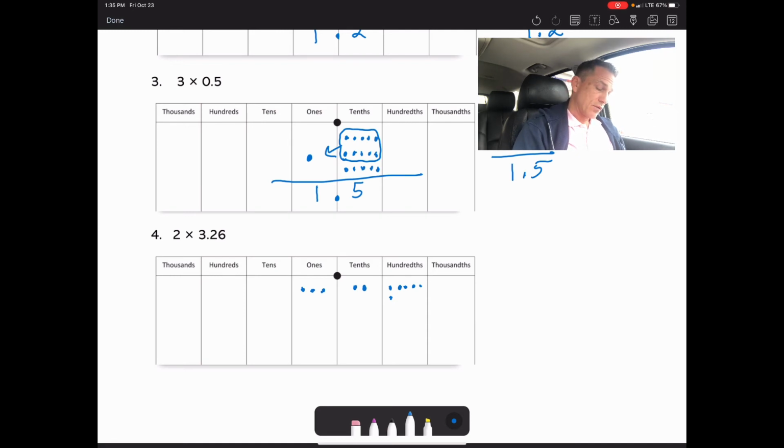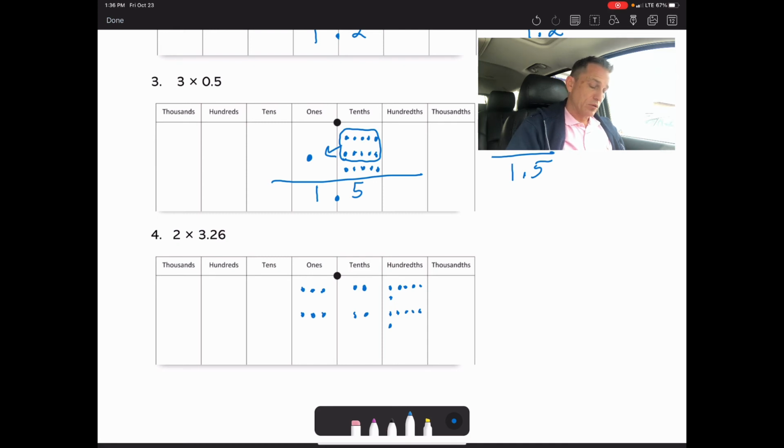So I have 3 ones, 2 tenths, and 6 hundredths again. So it's 2 copies of 3 and 26 hundredths. So first thing I'm going to do is I'm going to look at my hundredths there, and I see that I have more than 10 there. So I have a total of 12 hundredths.